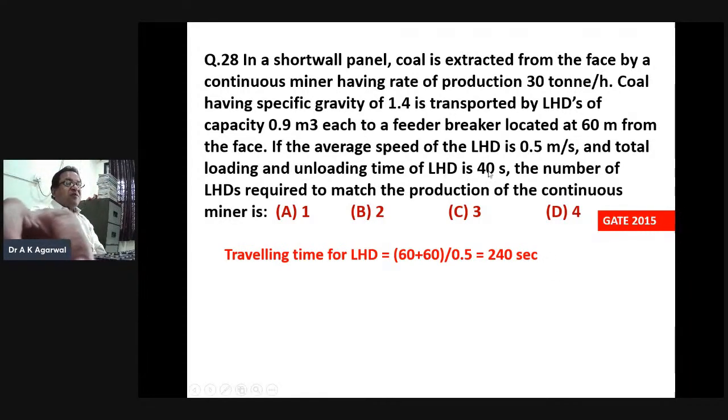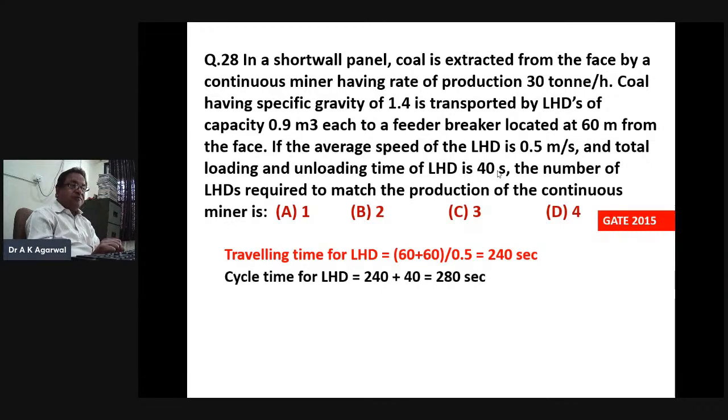Loading and unloading time of LHD is 40 seconds. So for loading and unloading, minimum time is required. So it is 40 seconds. So cycle time for LHD is 240 plus 40, is equal to 280 seconds.